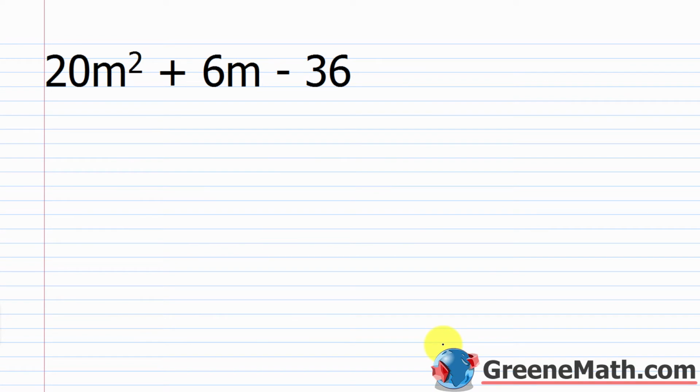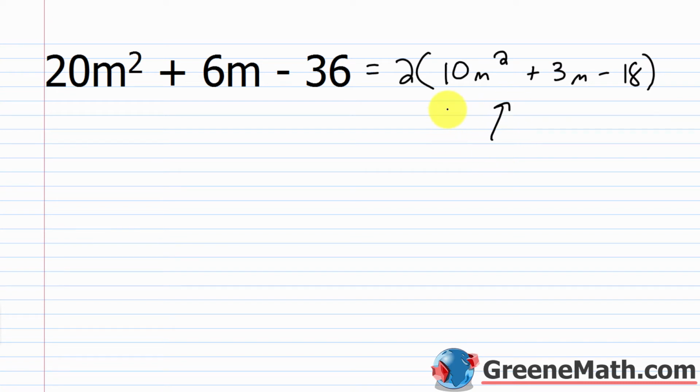All right, let's take a look at one more, and then we'll look at the reverse FOIL. So we have 20m squared plus 6m minus 36. So everything is divisible by 2. So let's pull that out to start. So I'd have a 2 out in front, and then 10m squared plus 3m minus 18. And then I'm looking at what's inside the parentheses here. So remember, I want a product of 10 times negative 18, that's negative 180, and a sum of 3.